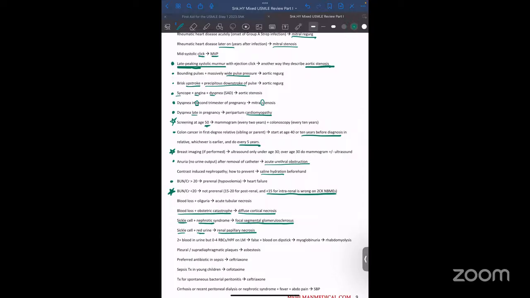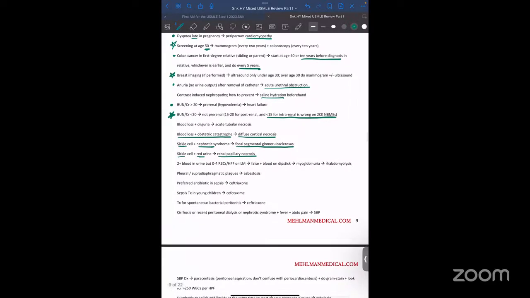Then 2 plus blood in the urine, but 0 to 4 RBCs per high-power field on light microscopy. False positive blood on dipstick, myoglobinuria, this is rhabdomyolysis. So very low RBCs, this is almost normal. 0 to 5 RBCs can be there normally also. This is false positive blood on dipstick. It's actually due to myoglobinuria, the blood is due to myoglobin, secondary to rhabdomyolysis.